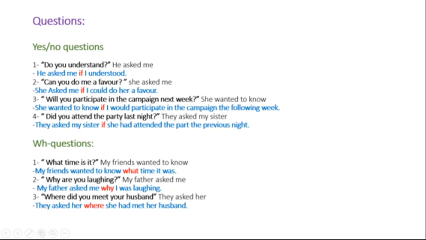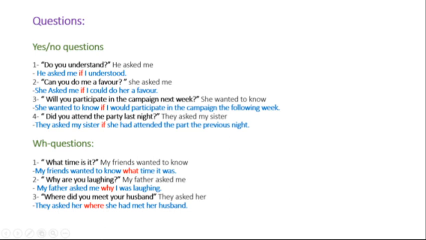Same. Why? "Are you laughing?" Inversion here. So we start with the subject first, I. And then the verb to be, past, and then laughing. So "are you laughing?" Are laughing is the present continuous. It becomes past continuous, was laughing.